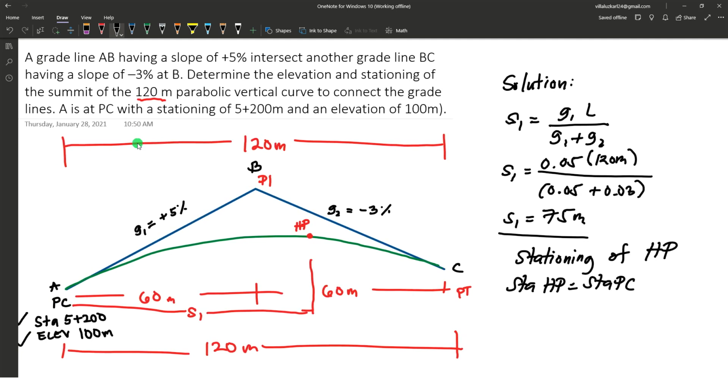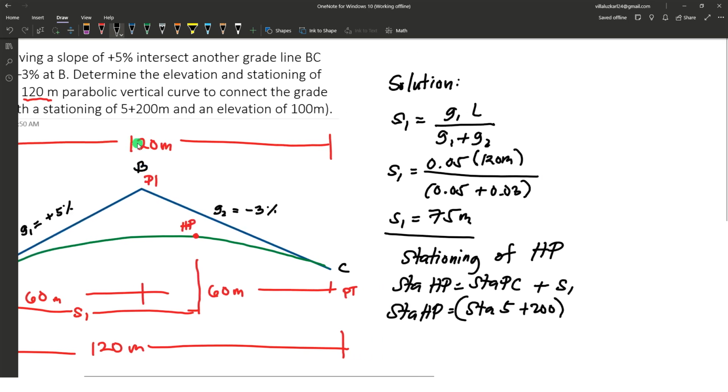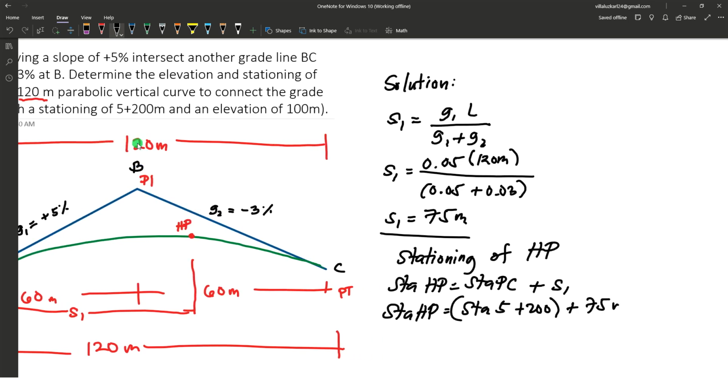So for the stationing at PC, we will just add S1. So the stationing of the highest point is equal to station 5 plus 200 added by S1, which is 75 meters. So the stationing at the highest point is equal to station 5 plus 275 meters. That's your stationing.